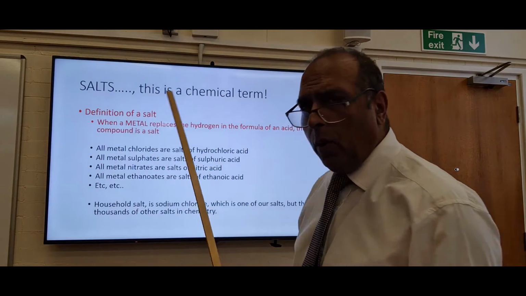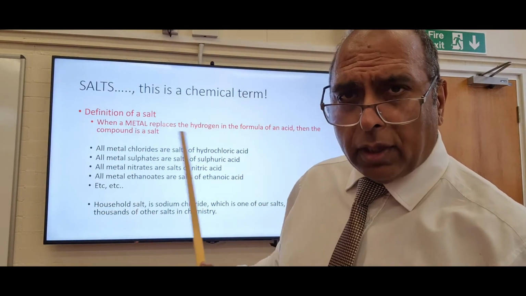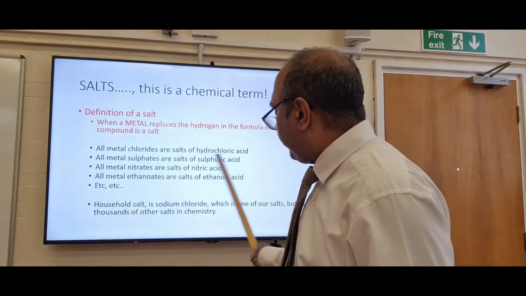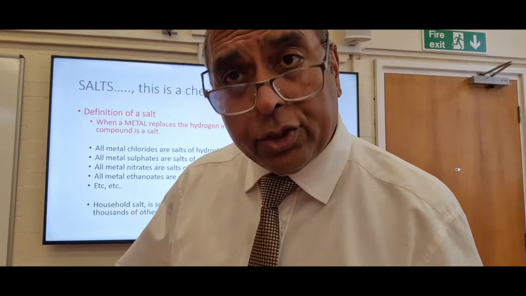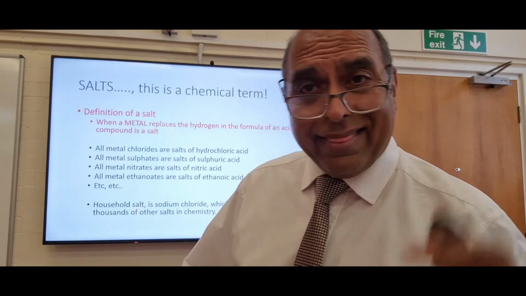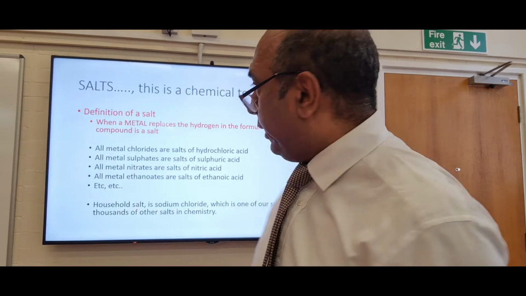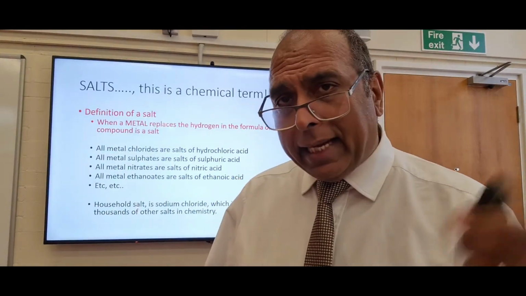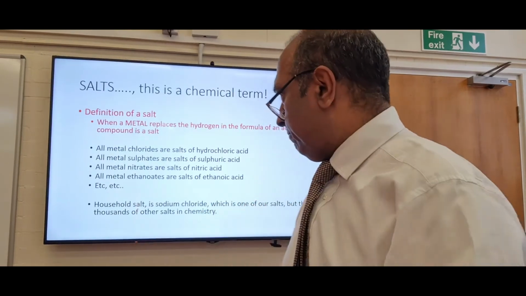So if we want chlorides, we've got to start with hydrochloric acid. If you want sulfates, you've got to start with sulfuric acid. If you want nitrates, start with nitric acid. If you want whatever salt, look at the negative ion. That will tell you what acid you need to start with, because the metal will always be the positive ion. The negative ion comes from what acid we need to make it.